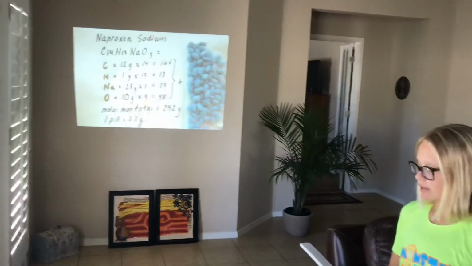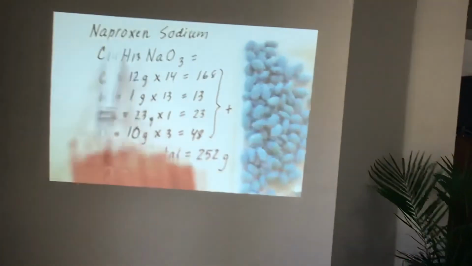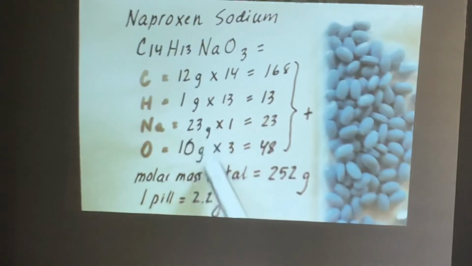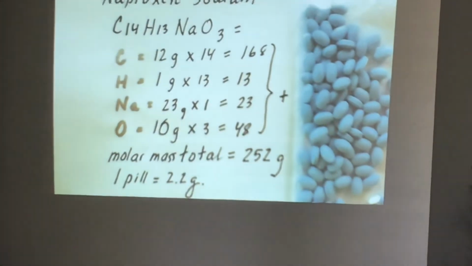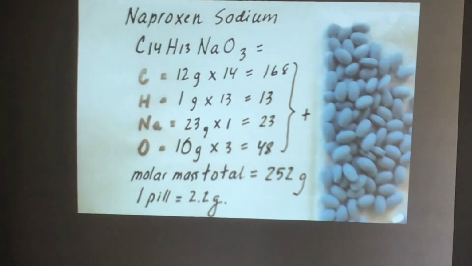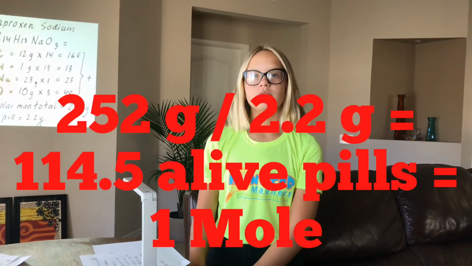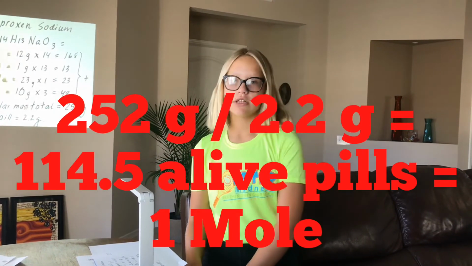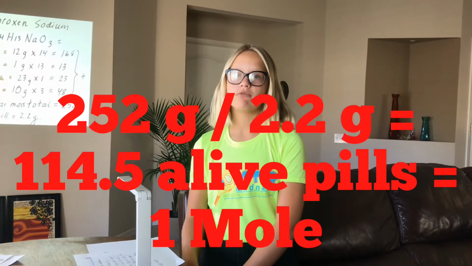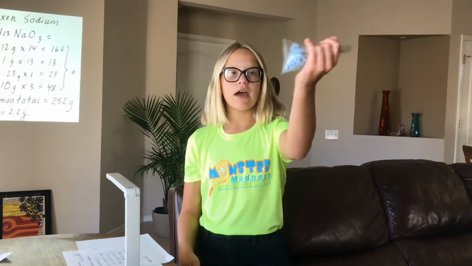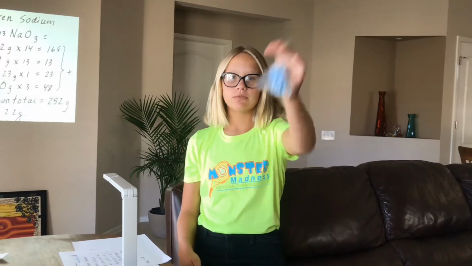So, right here's the chemical formula for my substance. After I did the math, my molar mass total was 252 grams, and one pill equals 2.2 grams. So all I had to do is divide 252 by 2.2 grams, and my total is 114.5 pills. This is what I have, and this is my mole.